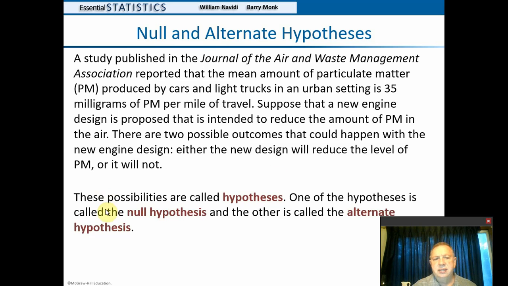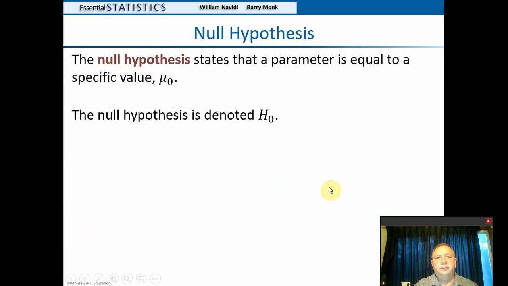So one of these hypotheses is called the null hypothesis. This is the one that we're going to assume is true. So if the person decides that, hey, this is true, and makes a statement, we're going to look at that as equality. And then the other one is the alternate. So it's either going to improve it or it doesn't improve it. The null hypothesis states that a parameter is equal to a specific value. It's the same as the old. It is this value. I don't think it's the old, I think it's the new value.